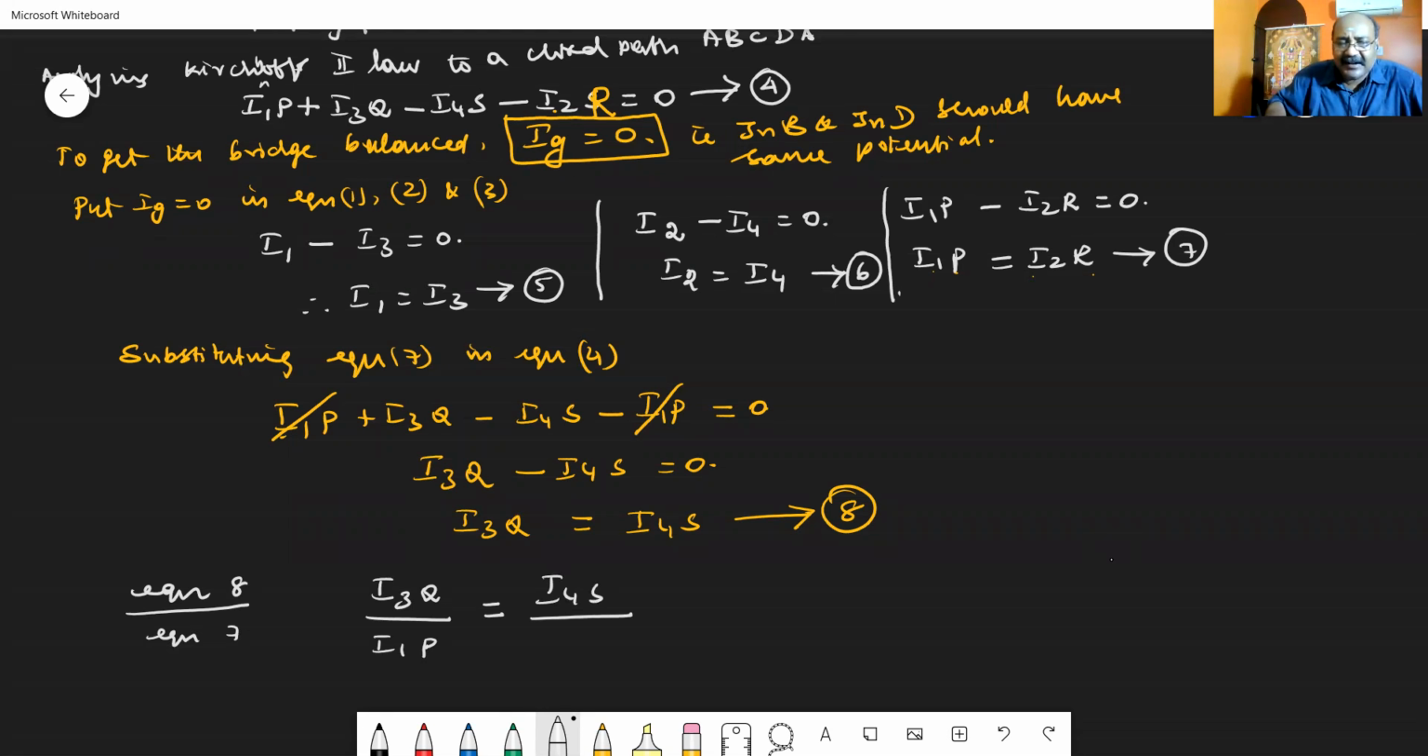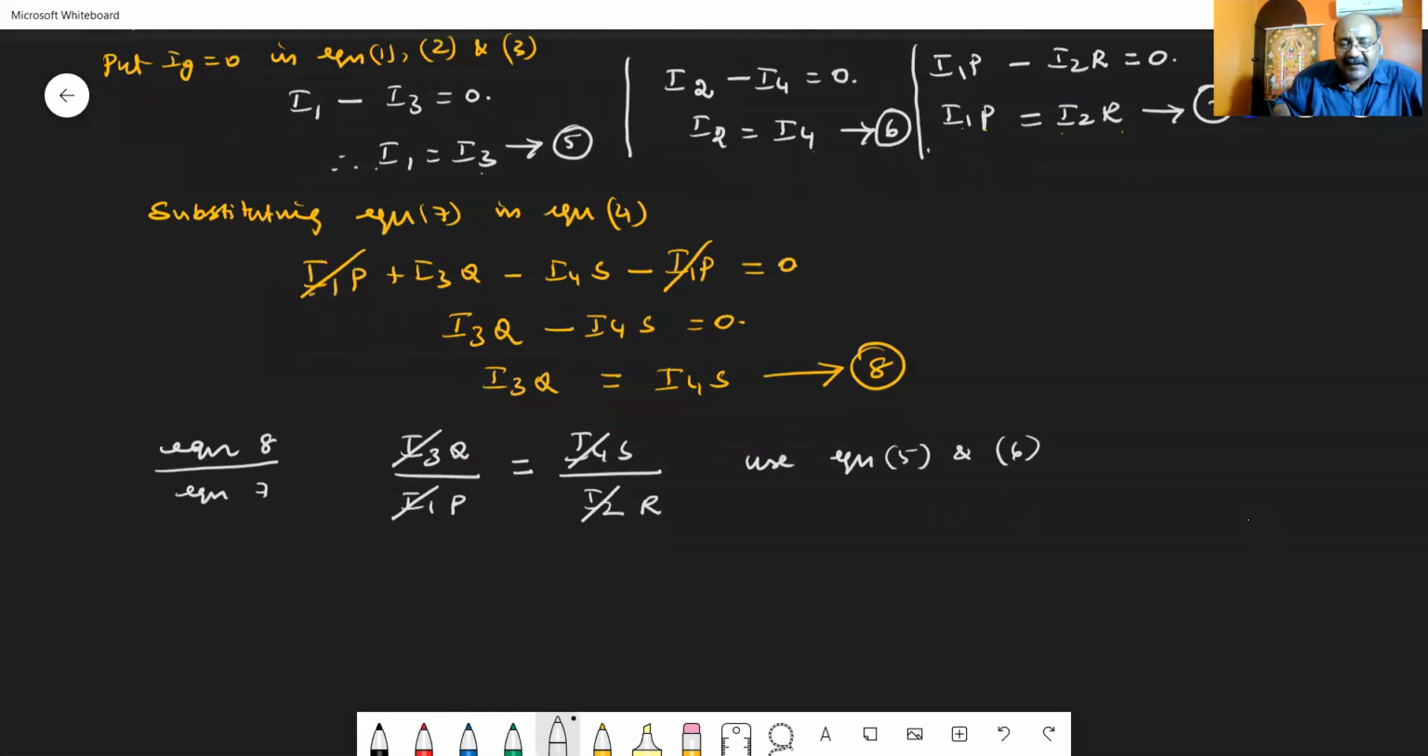For equation 7, I am getting it as I2 into R. Here you use equation 5 and equation 6. See, in equation 5, I1 is equal to I3. So this I3 and this I1 will get cancelled. Similarly, in equation 6, I2 and I4 are equal. This I4 and I2 get cancelled.